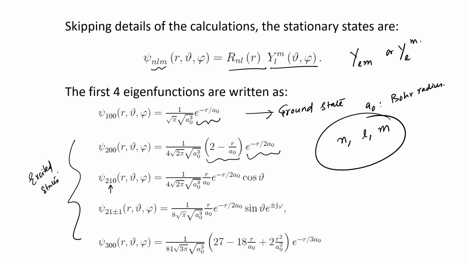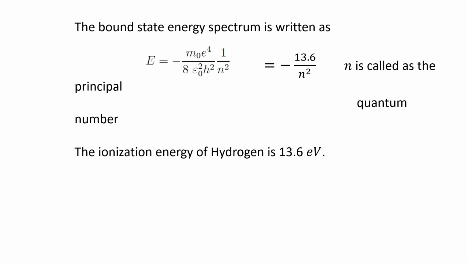In fact, you will see that these three are a degenerate first excited state, which means that they have the same energy. However, they correspond to three distinct eigenfunctions, which are all orthogonal to each other. They are orthonormal eigenstates. And then there is psi 3 0 0 that is shown there. So, these are different eigenstates or the bound states of the system.